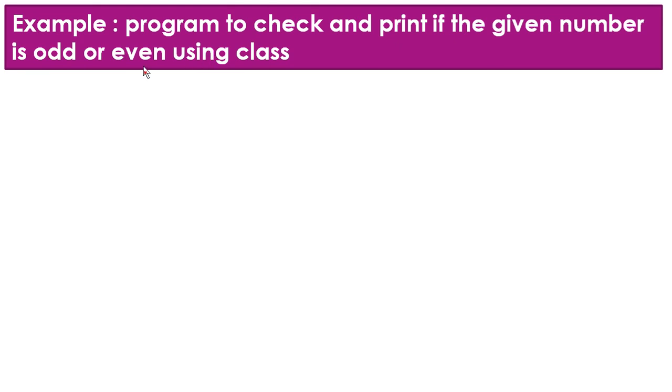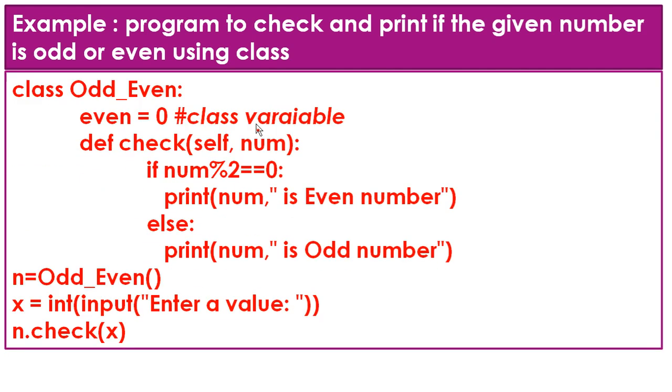This program is written by using the class tag. Here is the example, class OddEven. Here OddEven is the class tag. Even is the class variable. Here check is the class method. It contains only one parameter, that is num, along with the self parameter.